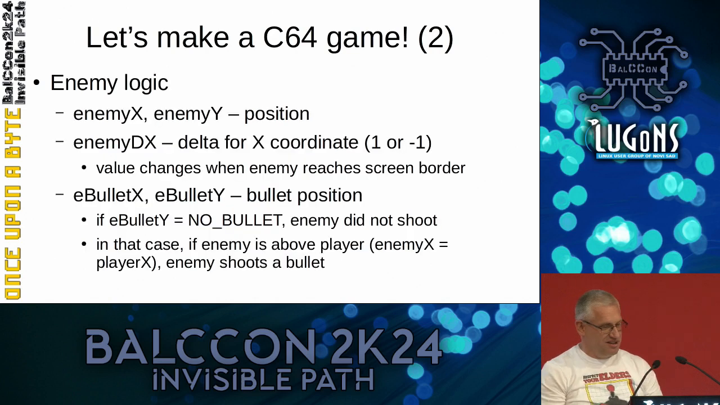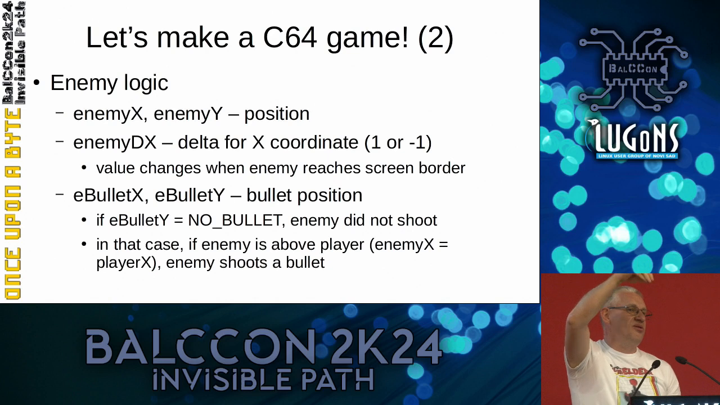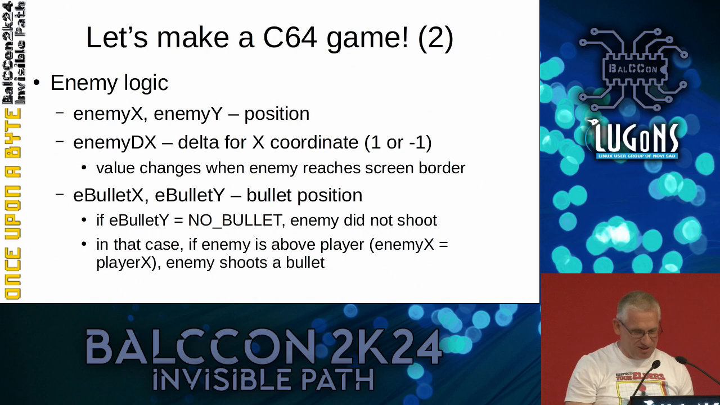So what is our enemy logic? We have coordinates for the enemy ship that can go from 0 to the screen width. Its y coordinate is always the same. We have an enemy dx variable that is used to differentiate between going from left to right or right to left. And we have two variables for the enemy's bullet. When it fires a bullet, the bullet goes down the screen and then reaches the end, missing or hitting the player.